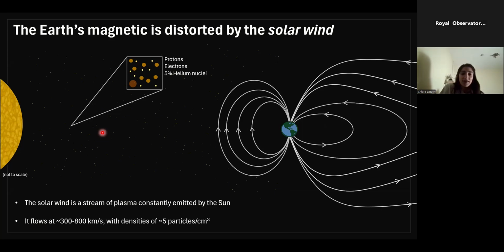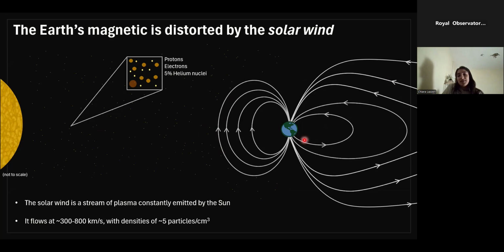space as a vacuum. So these charged particles of the plasma won't be able to jump onto the magnetic field lines of our planet, and they'll actually be deflected around it. So this cavity in space created by our planet's magnetic field pushing back against the solar wind is what we call the magnetosphere.